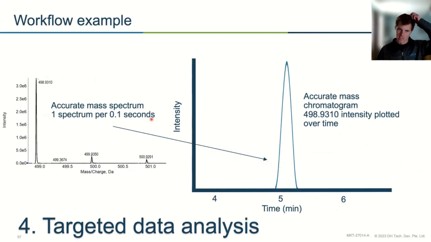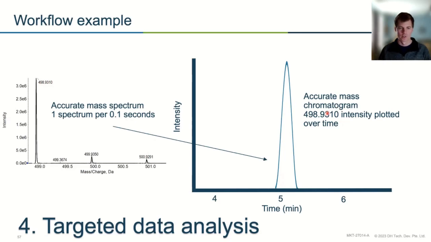So in this case, the scan time may be 0.1 seconds. We can see this data. That's how far apart these points that we've smoothed together will be. We can integrate this to get a quantitative analysis. We can look at the ion ratio here to see if we match what we expect. We can look at the mass accuracy. It says 498.9310. We can look at how close that is to our calculated value.